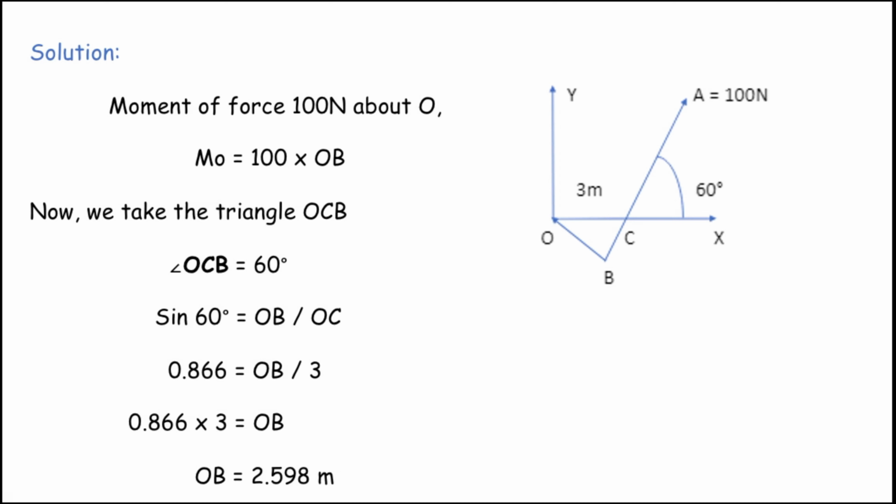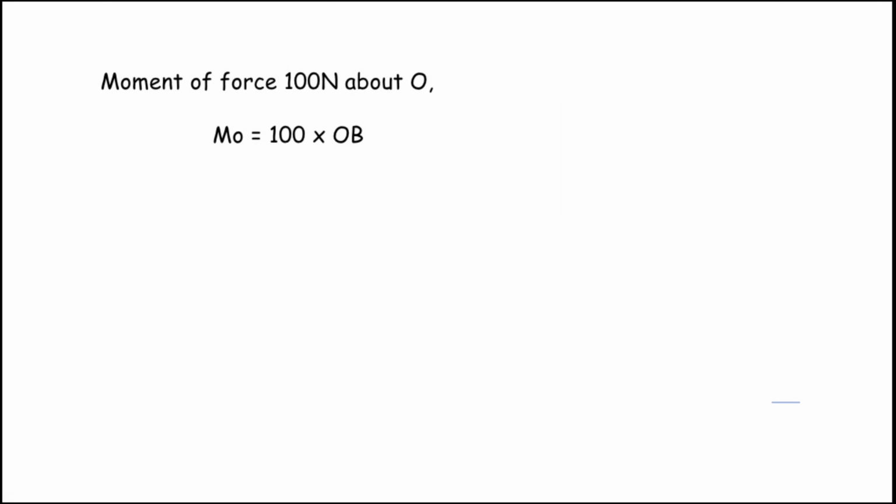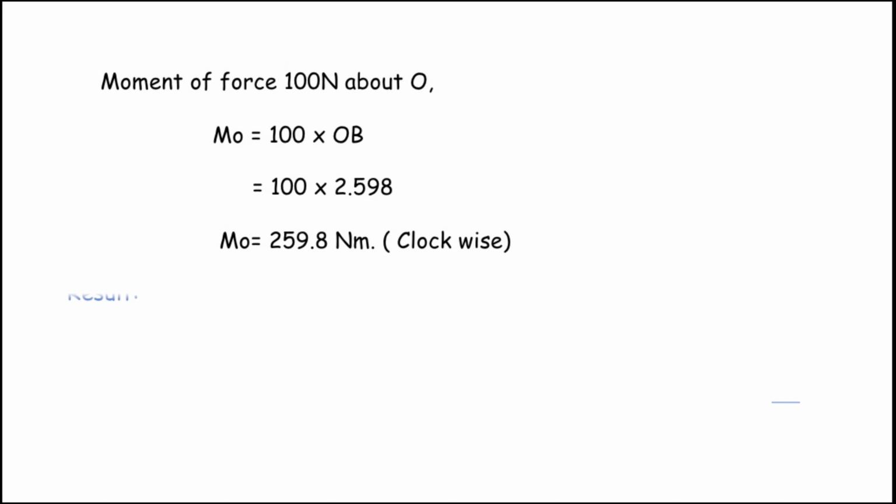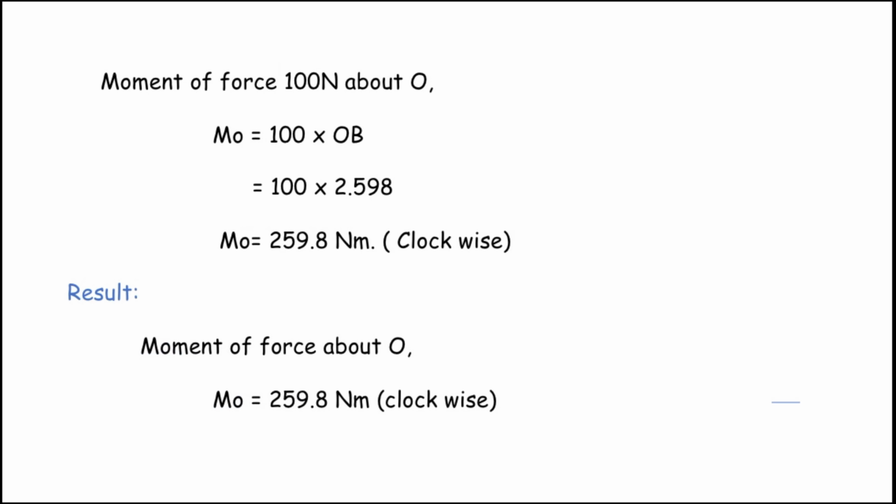Now substitute this OB in MO equals 100 into OB. So MO equals 100 into 2.598. Now the value of MO, the moment about O, is 259.8 Newton meter. It was a clockwise movement. Now the result: moment of force about O, MO equals 259.8 Newton meter, clockwise.